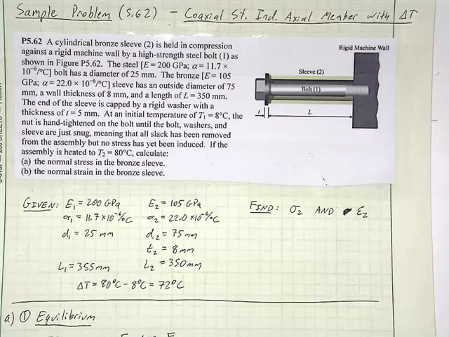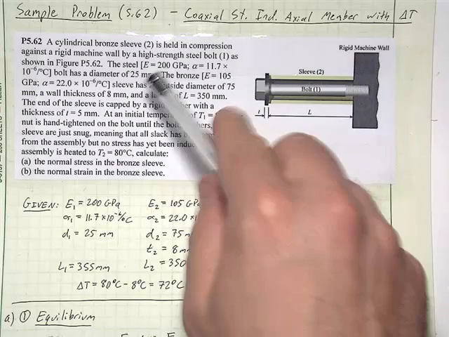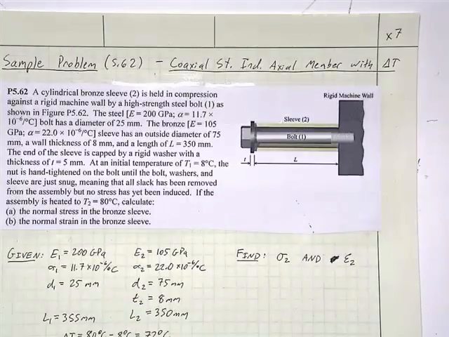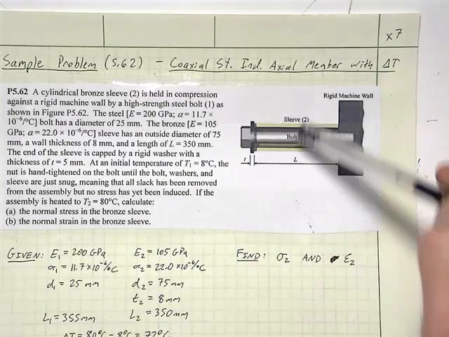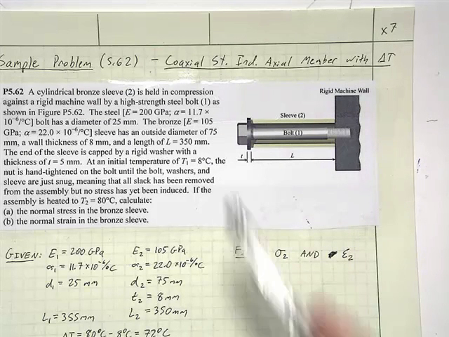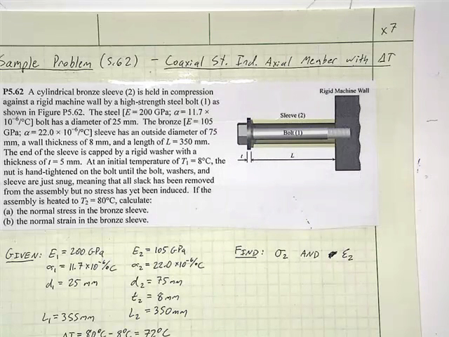The sleeve is composed of bronze, and the bolt is composed of steel. I just read that out of the problem statement. Okay, so now let me make a note. Now that we have two different materials and two members that are deformable here, this is going to be a statically indeterminate system that has a coaxial geometry with a temperature change, delta T. So we're getting a little bit more complicated in the types of analysis needed because we're combining statically indeterminate systems with temperature changes.